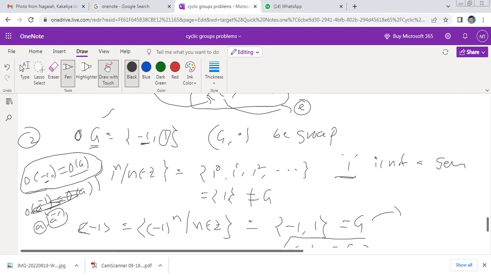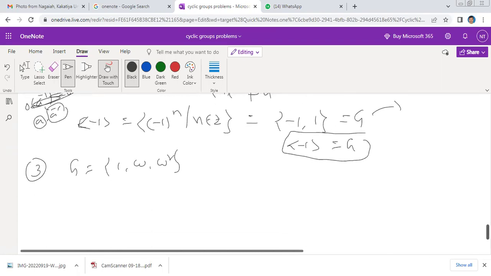What is the order of minus 1? Can you say the order of minus 1? 2, sir. The group order is 2. Both are 2, the same. A is a generator. Minus 1 is a generator whose inverse is also a generator.